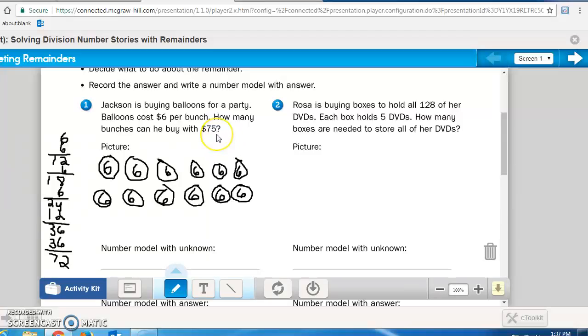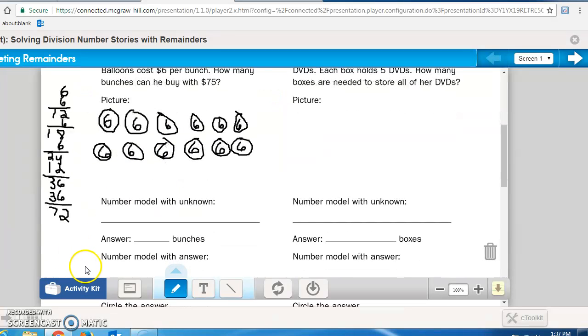I know that's not 75, but it asked me how many bunches can he buy. I can't buy another bunch with only the $3 difference between 72 and 75, so I know that's all I'll be able to get.